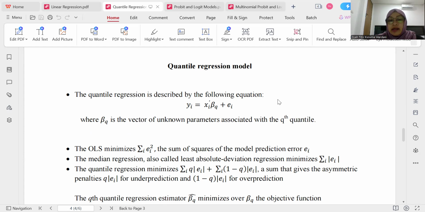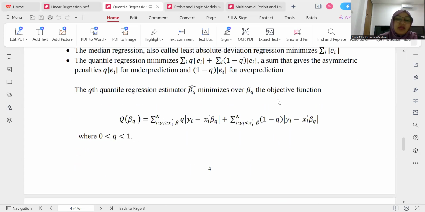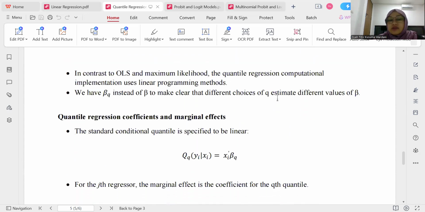Here the OLS minimizes the sum of squares of the model prediction error, ei. The median regression, also called least absolute deviation regression, minimizes the sum of absolute values of the model prediction error. In contrast to OLS and maximum likelihood, the quantile regression computational implementation uses linear programming methods.